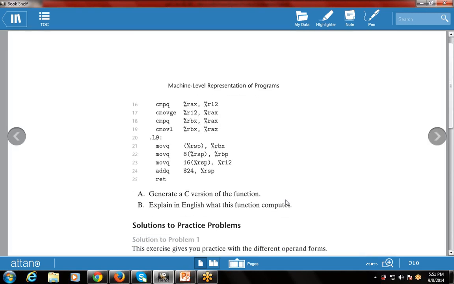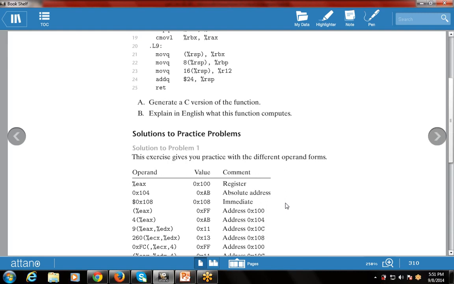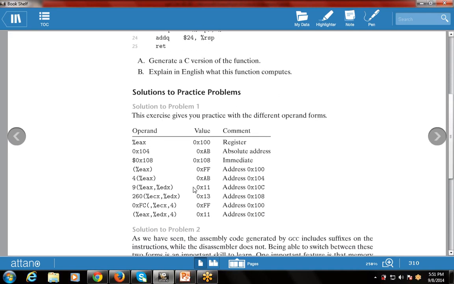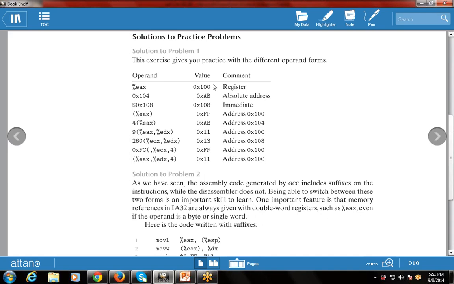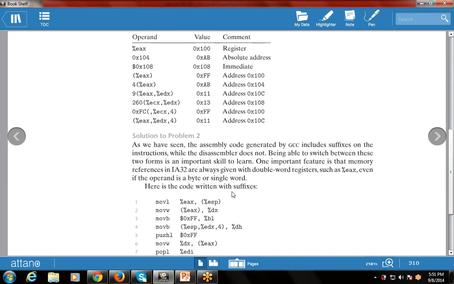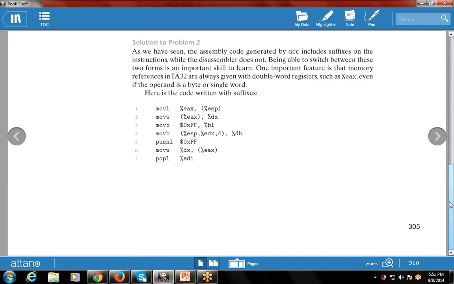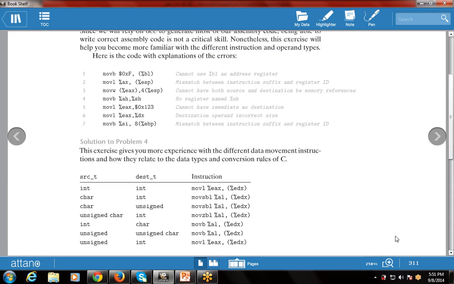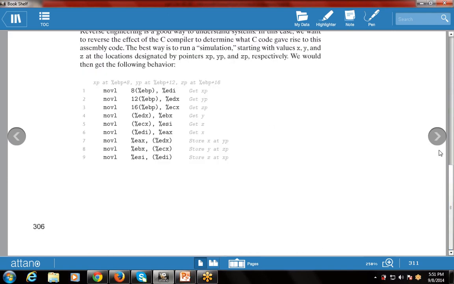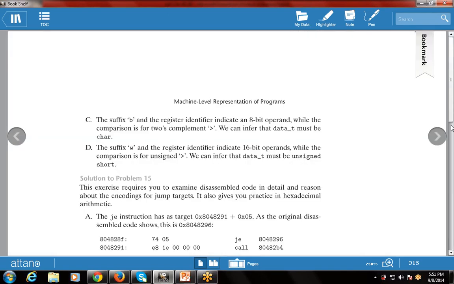Now, these are the solutions to the practice problems that are available at the end of every topic. Problem 1, problem 2, these are the solutions that are available at the end of the chapter. This is the solution to problem 1, problem 2, problem 3. There are a total of 52 problems, so these are the solutions to the multiple problems, and this goes till 52.